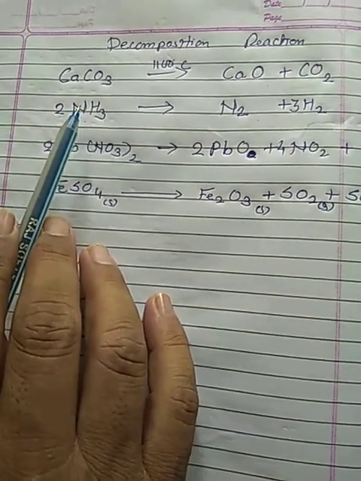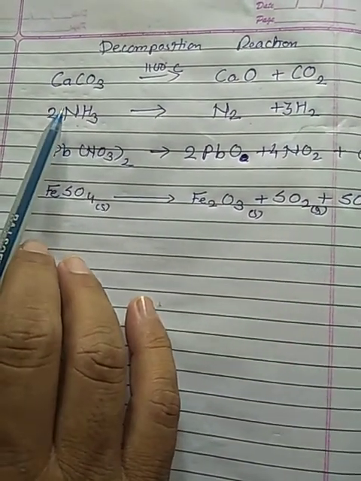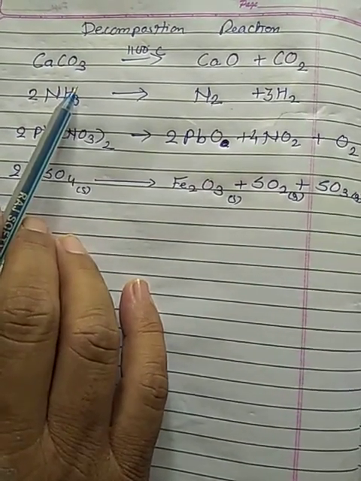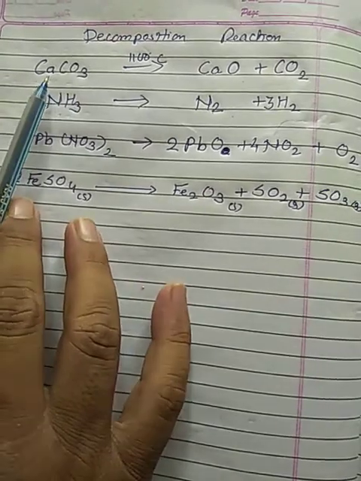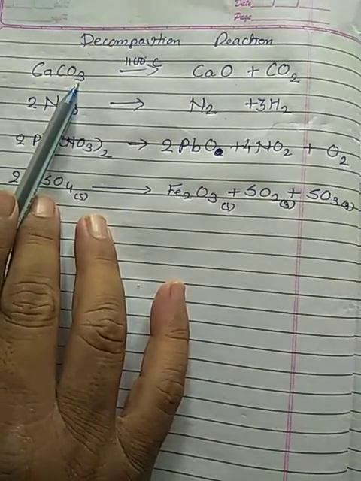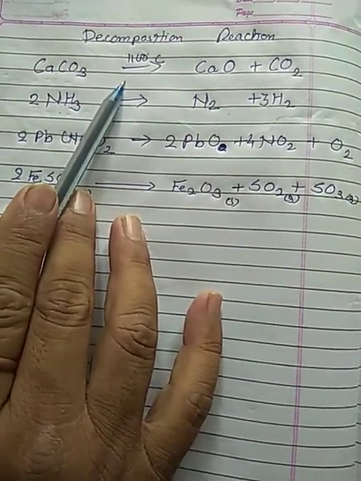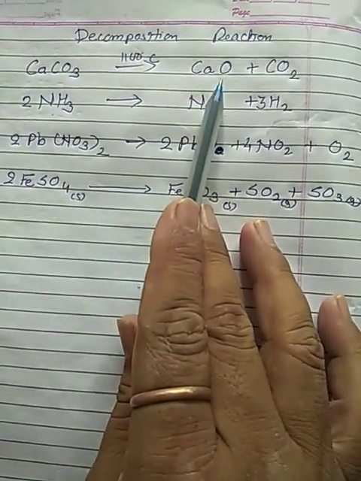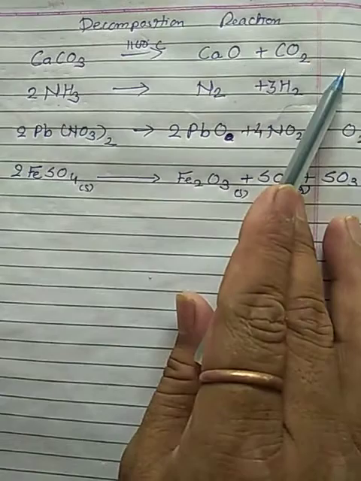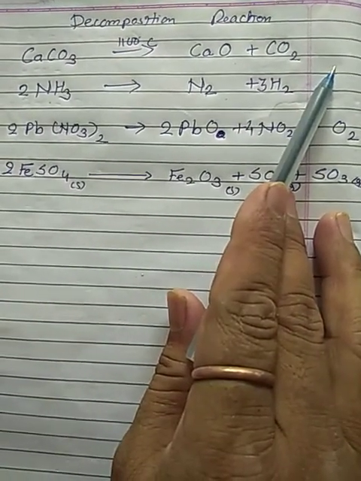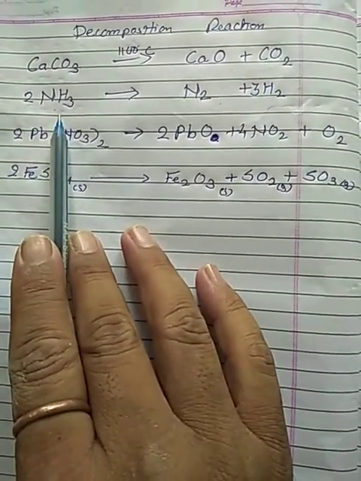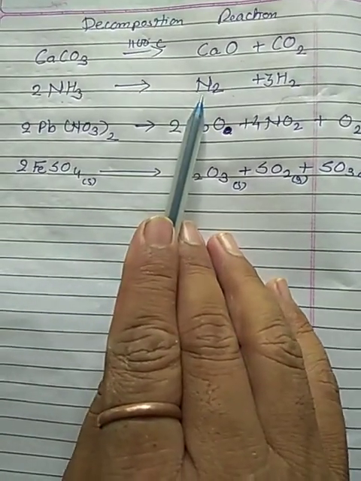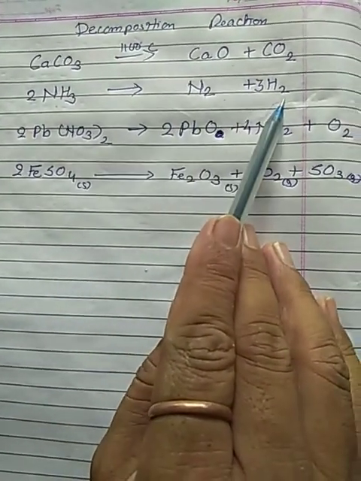We have learned combination reaction. Now we are going to learn the opposite of combination reaction, called decomposition reaction. Calcium carbonate, when heated at 1100 degrees Celsius, is decomposed into calcium oxide and carbon dioxide. Same way, ammonia, when heated, is decomposed into nitrogen and hydrogen.